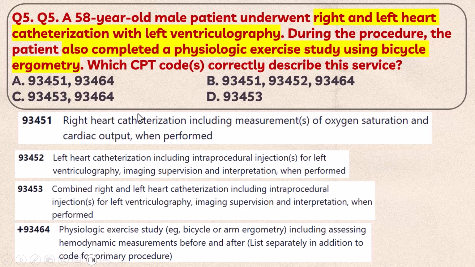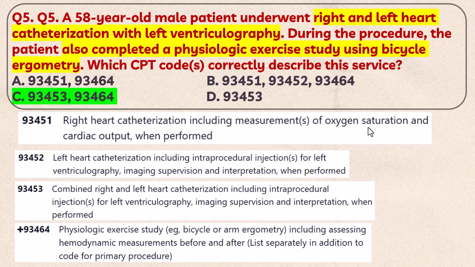For the next procedure, let's read the other code. Add-on code 93464. Physiologic exercise study, example, bicycle or arm ergometry, including assessing hemodynamic measurements before and after, in addition to code for primary procedure. So that is also suitable for the second procedure. So the correct answer will be answer C.